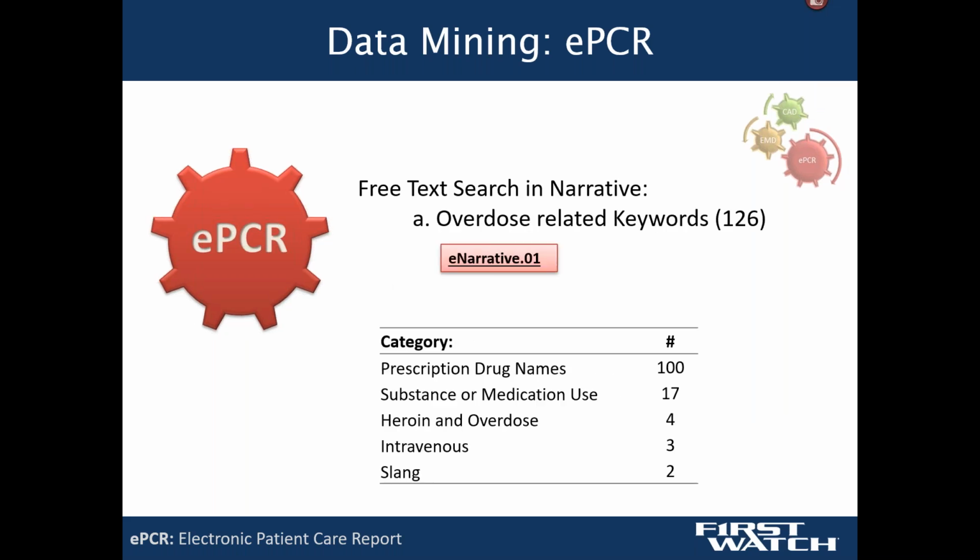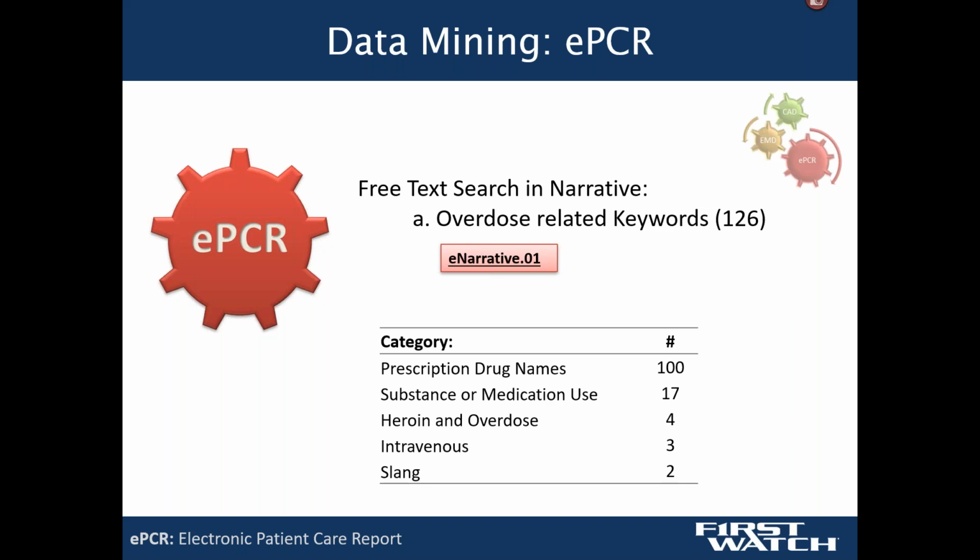And lastly, on the free text search in the narrative, we have a very long list of keywords. We have 126 in total, and this list we came up with from a previous research study that we did in collaboration with the University of Reno and UCSD. So this very long list, I took the liberty of breaking up into categories to give you a glimpse of what this keyword list includes.